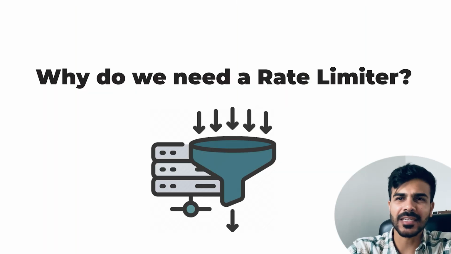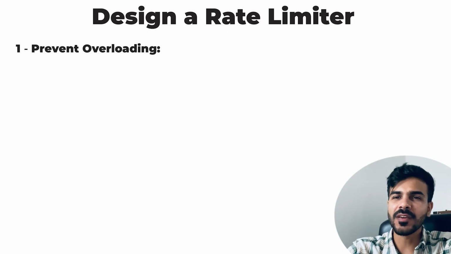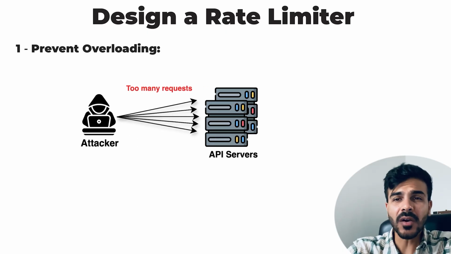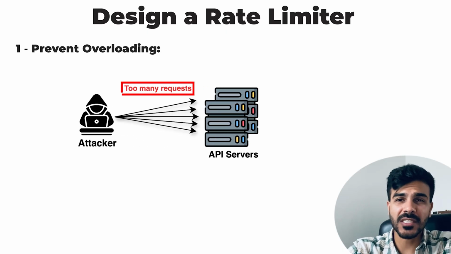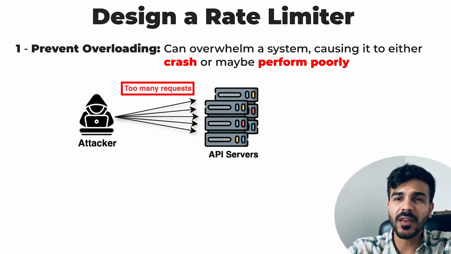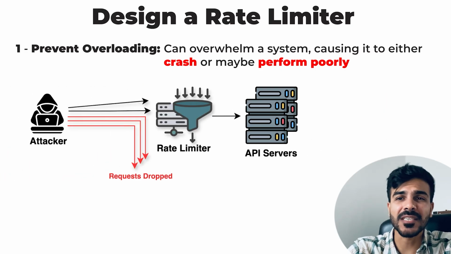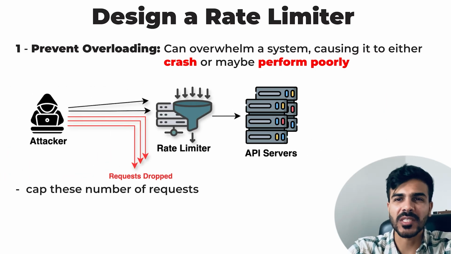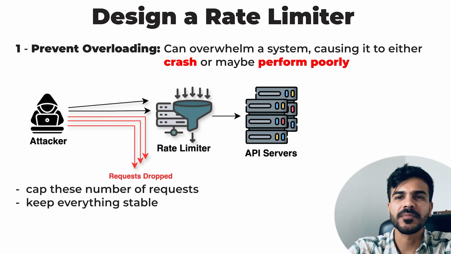Why do we need a rate limiter? First, it prevents overloading. Now, without a rate limiter, too many requests at once can overwhelm a system, causing it to either crash or maybe perform poorly. A rate limiter steps in to cap the number of requests and keep everything stable.